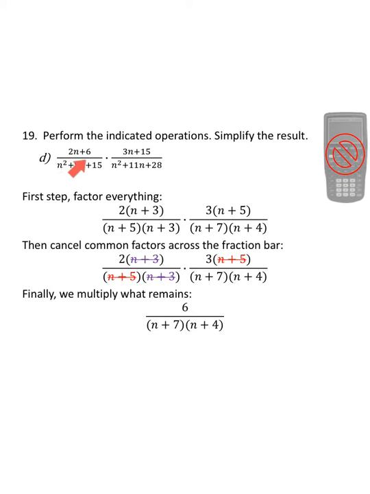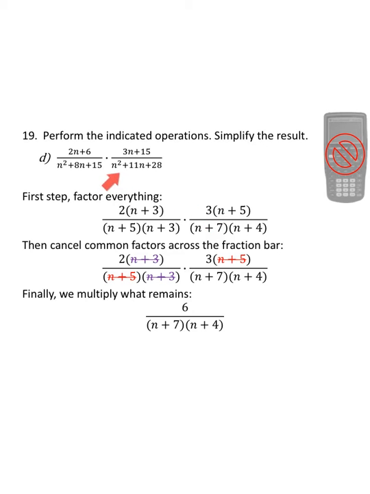So 2n plus 6, if we want to factor that, factor out the 2, I'm left with n plus 3. In the denominator, I want two things that multiply to be 15, and they add to be 8. I know they're the same sign, they're both positive. So 5 times 3 is 15, 5 plus 3 is 8. I can factor as n plus 5 times n plus 3. In the second rational expression, factor a 3 out of the numerator, 3 times n plus 5.